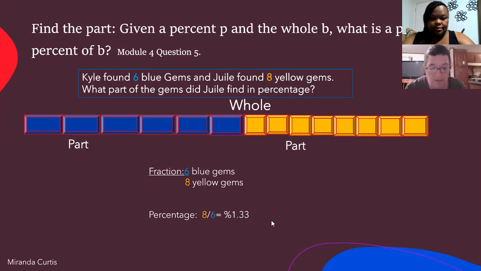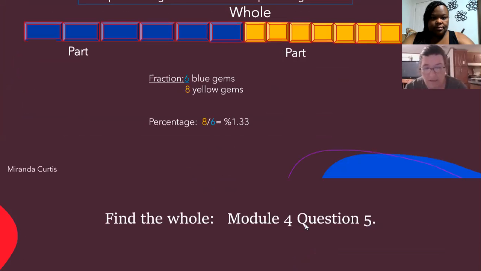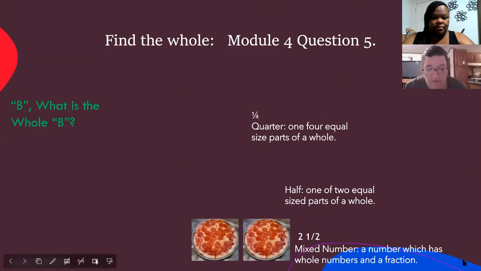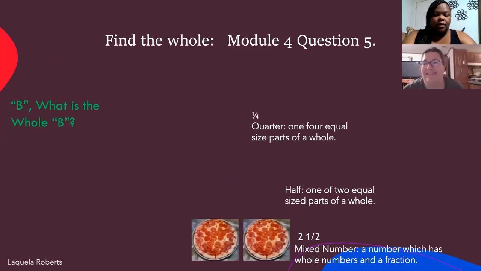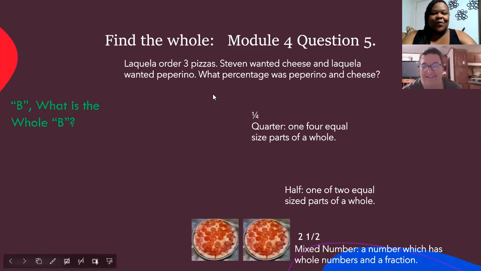Okay, Miss Dominique, find the whole given a part and the P percentage of the whole. What is the whole? All right, so I'm sorry, y'all, excuse my voice. So, Laquela, I ordered 3 pizzas. Steven wanted cheese and Laquela wanted pepperoni. What percentage was pepperoni and cheese?